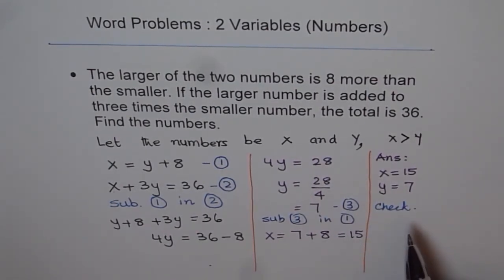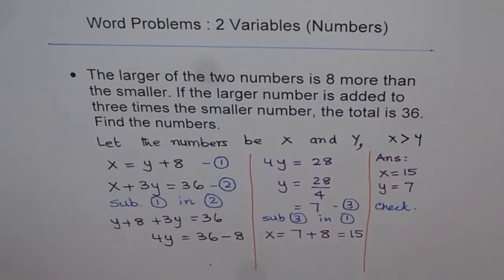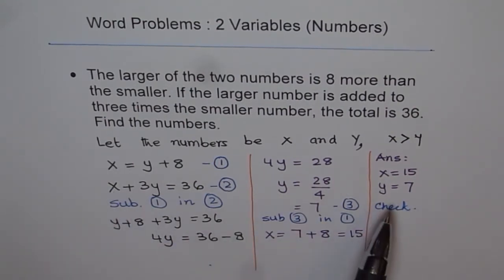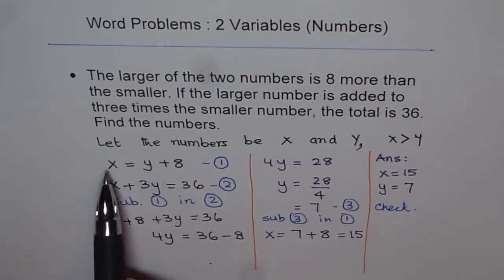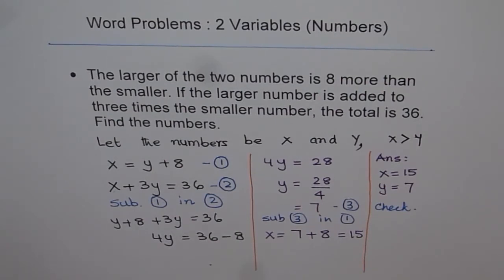How can you check the answer? It says the larger of two numbers is 8 more than the smaller. So if you do 15 minus 7, do you get 8? Yes, you do. So that means substituting these values, if I write y as 7, do I get x as 7 plus 8, 15? Right, that is correct. So that is how you can check your answer. Once you have checked the answer, you are sure whatever you've done is correct. So that is how you should be solving your problems. I hope you understand the method, right?